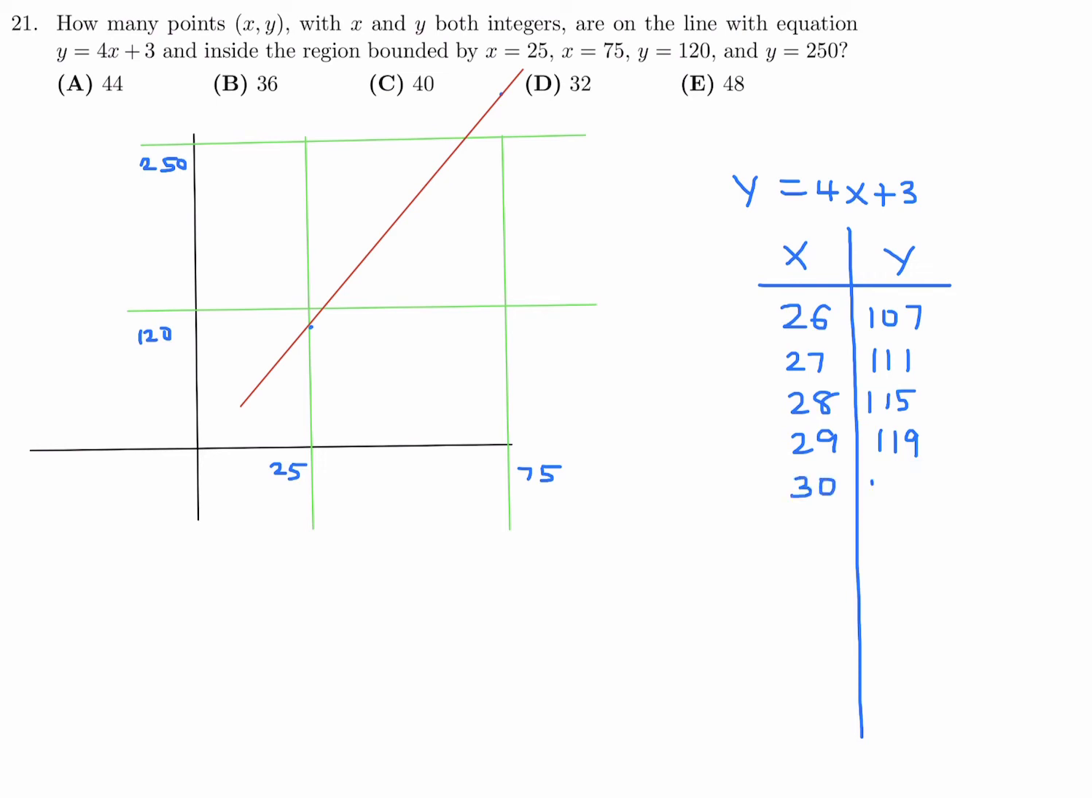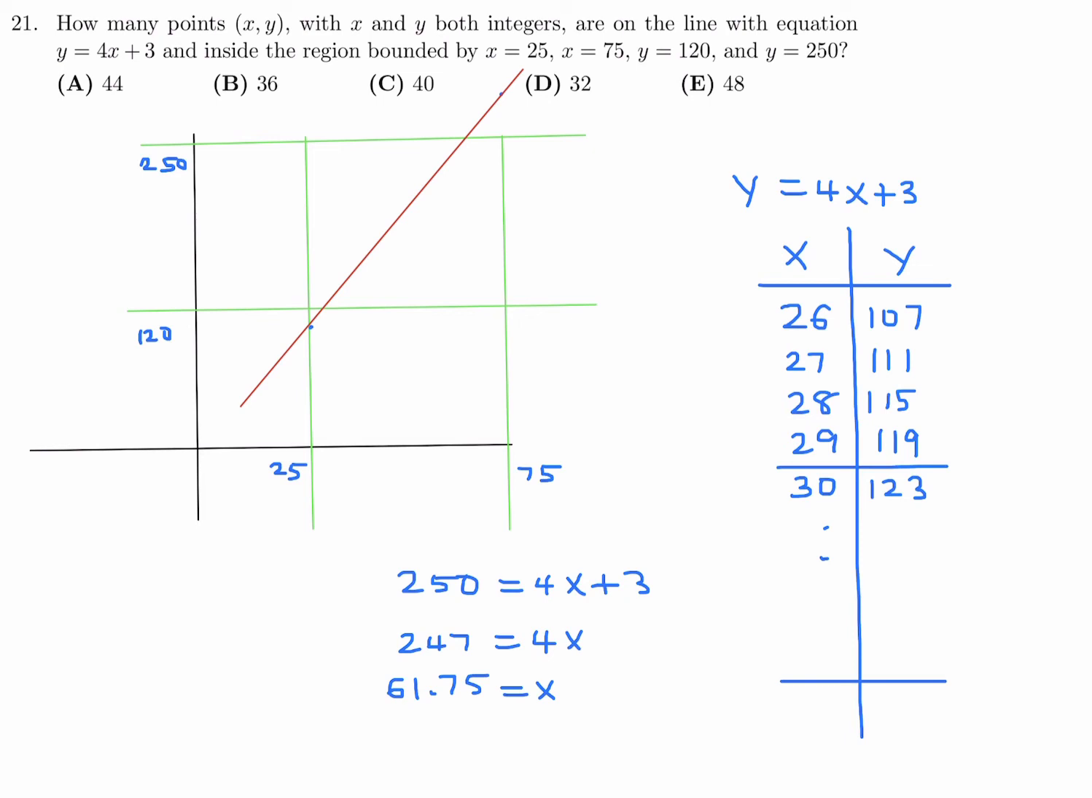30 gives me 123. Now I can say I am within my boundary for both x and y. And then we just keep going like this, dot, dot, dot. And then eventually you can figure out, when will I get beyond that boundary? You go beyond that boundary when y is above 250, or equal to 250. So that basically means that 250 is equal to 4x plus 3. So that means 247 is equal to 4x, so x is equal to 61.75. So that means that once you get above that, you're going to get beyond the boundary.